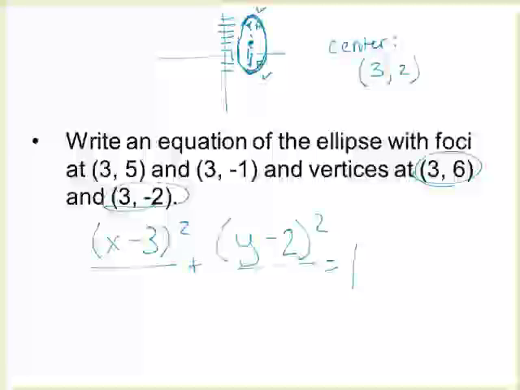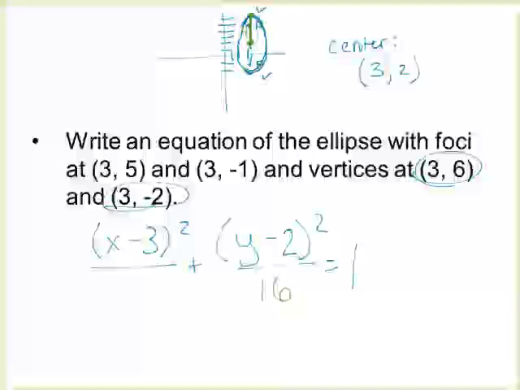Then, I only know about one direction here. I know from the center up to the vertex. How far is that? 4. Because our center was at 2 and our vertex is up at 6. Everything becomes squared when it goes into the equation. So I'm going to square that and get 16. Put it under the y because it's a y direction. Since it's up and down, that talks about y's. I don't know anything about sideways here, so I don't have something to put under the x.